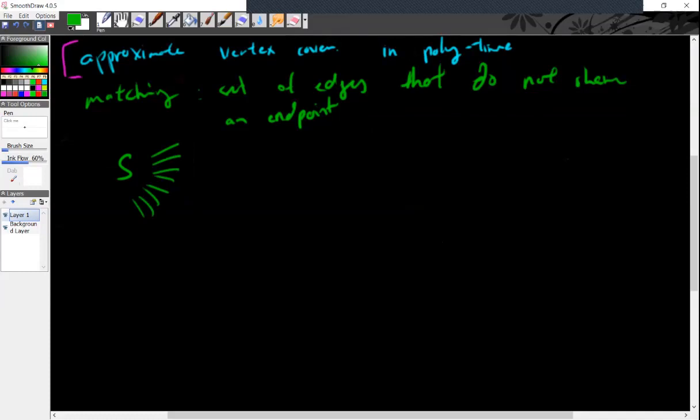Because then what happens now is, let's just say my matching kind of looks like this. So let's say purple means it's inside set S and green means it's not. I could have something like this, right? Maybe like that.